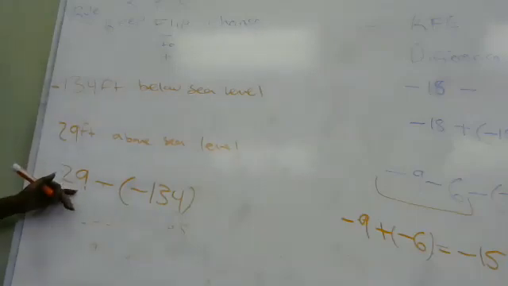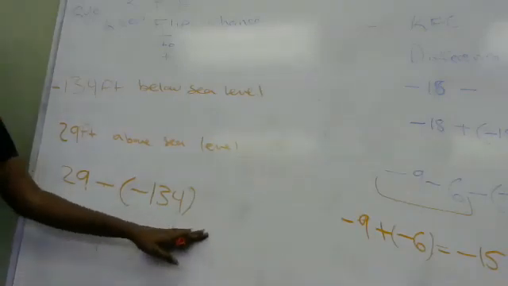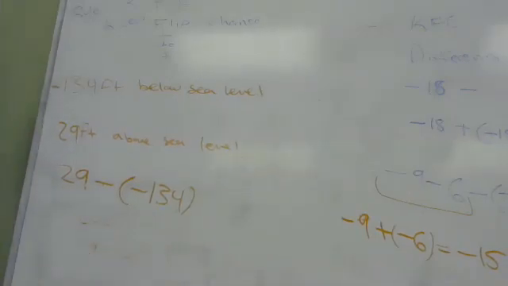Now we've got a positive minus a negative. That's the same as adding both numbers. Remember, subtracting a negative is the same as adding the opposite of the 134, which is positive 134. In other words, it's 163, because it's positive. Subtracting the negative is the same as adding.